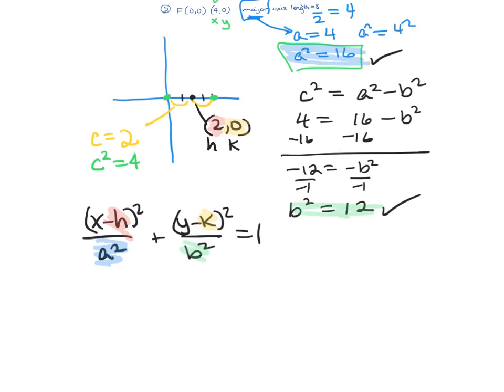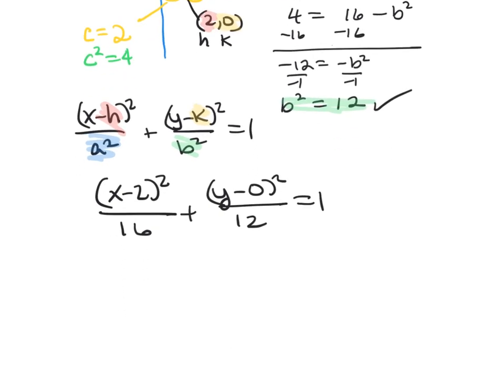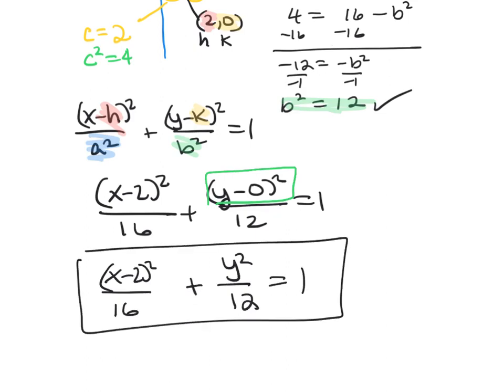So let's replace all that. So x minus 2 squared over 16 plus y minus 0 squared over 12 equals 1. Again, I'm going to simplify this and just make it a y squared. And I'm done. And there's your equation in standard form.